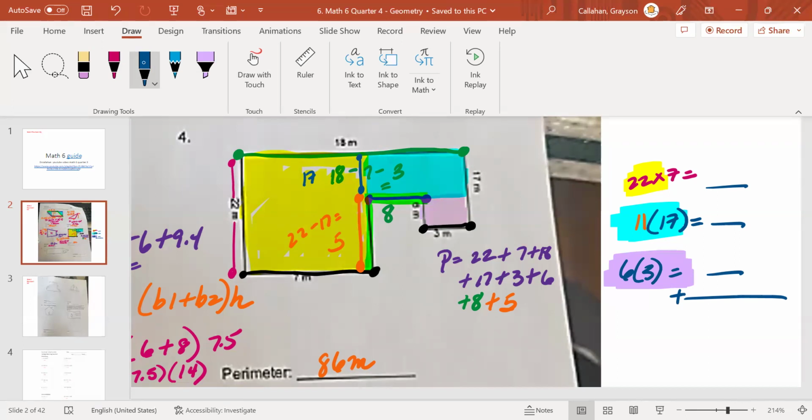Okay, so for the first one, I have 154 meters. The second one, I have 187 meters. And the third purple box, I have 18 meters. Okay, now add them all together.